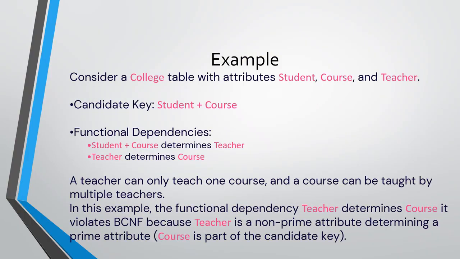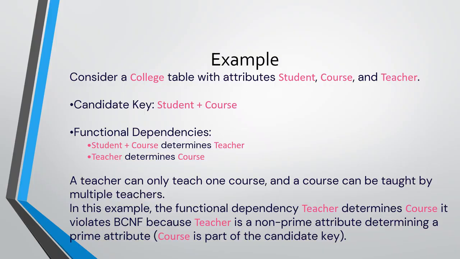Let us see an example. Consider a college table with attributes student, course and teacher. Here student ID and course ID are candidate key. The functional dependencies are student and course determines teacher, and second functional dependency is teacher determines course. According to the rule, a teacher can only teach one course and course can be taught by multiple teachers.